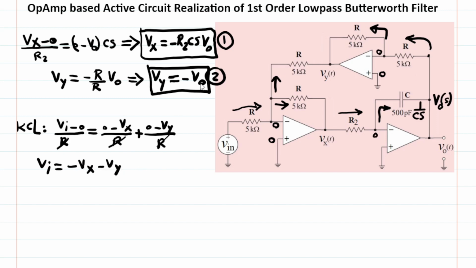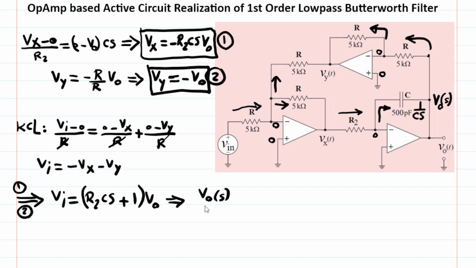And we're going to substitute using equations 1 and 2. So using these equations, 1 and 2, we're going to get Vin is equal to negative Vx, which is R2Cs Vout, plus, minus Vy is just Vout, and that's 1 times Vout. Okay, so as a result of this, what we get is Vout(s) divided by Vin(s), or just Vin(s), just to keep it simple.